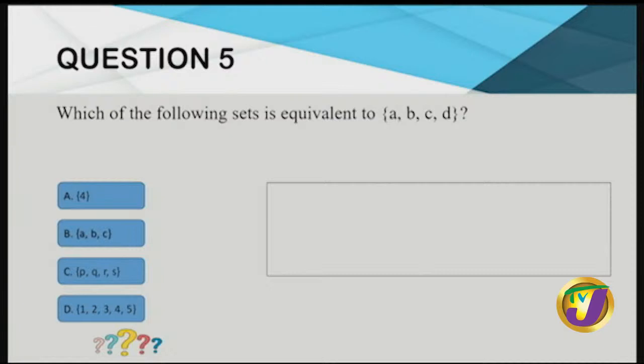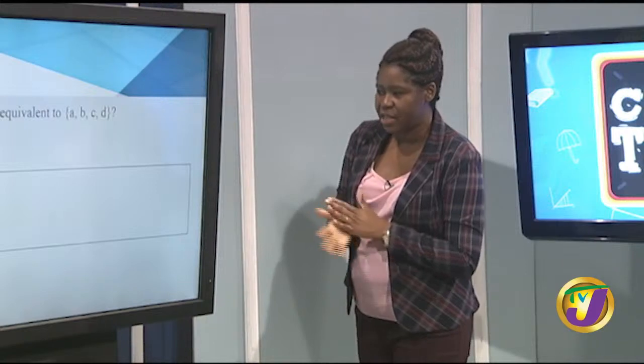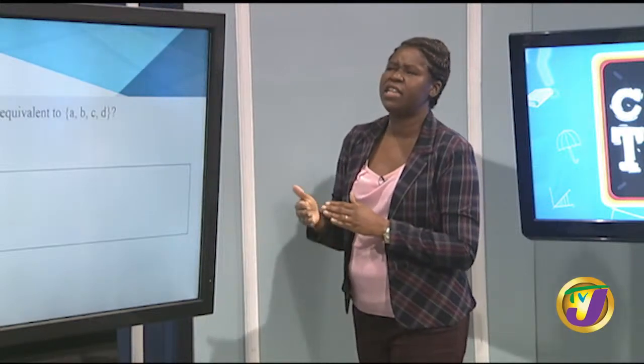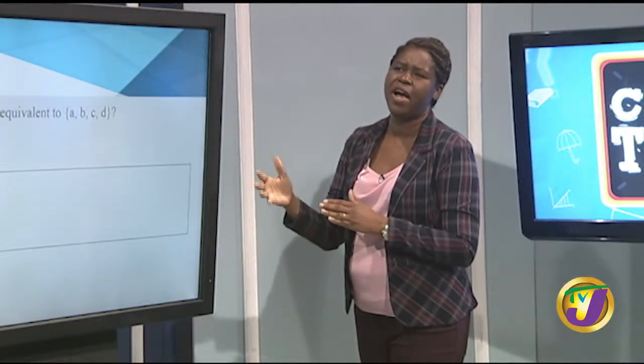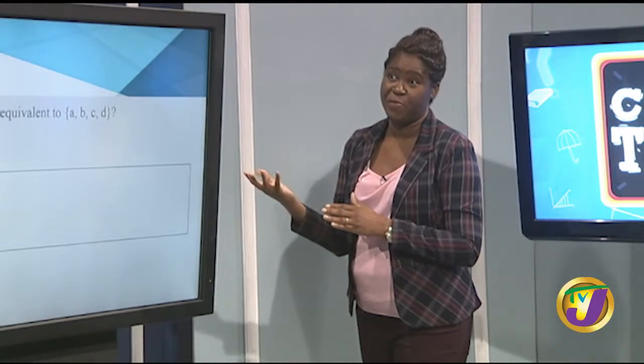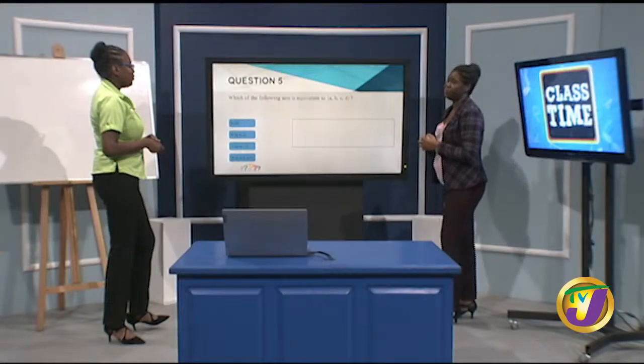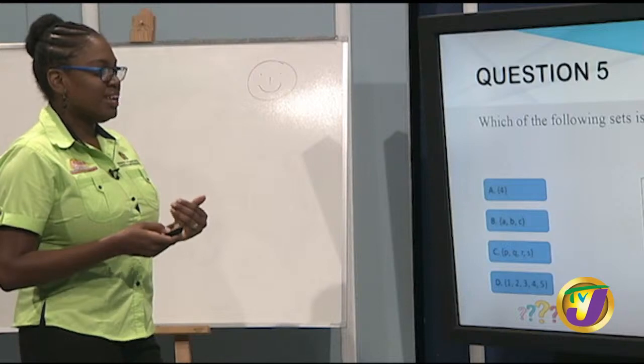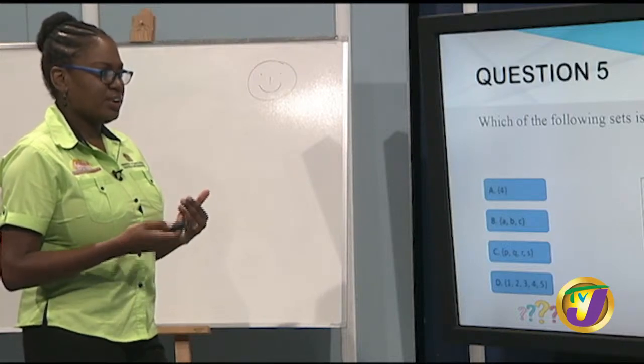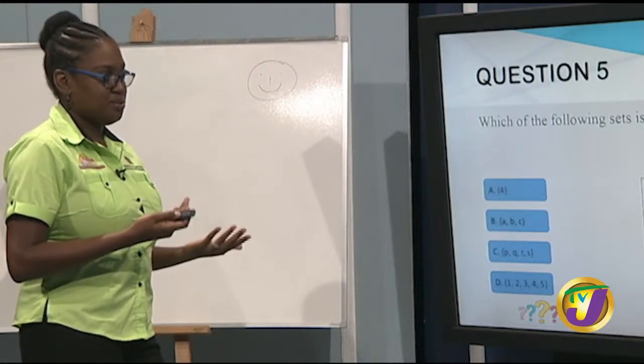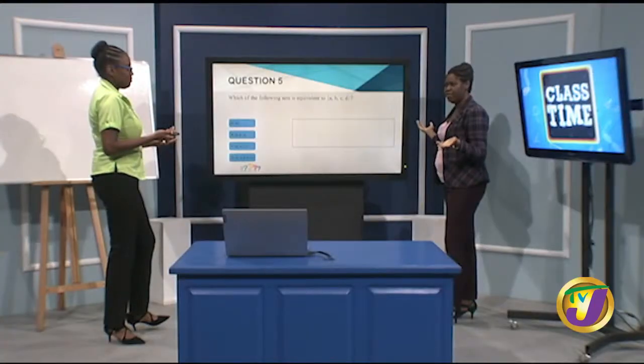Now I'm seeing something here. Equivalent. What do we mean by equivalent? Meaning that they have the same number of elements, but they don't have to actually look the same. Okay. Yes. So I know that students normally hear equivalent and they normally hear equal. So what's the difference?